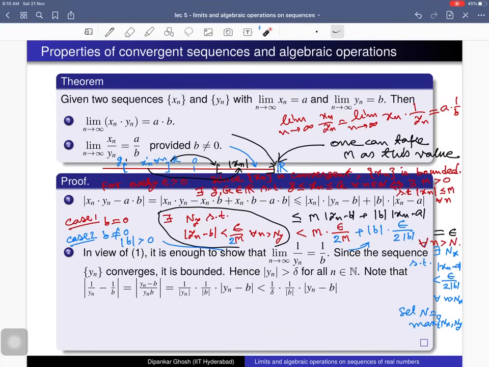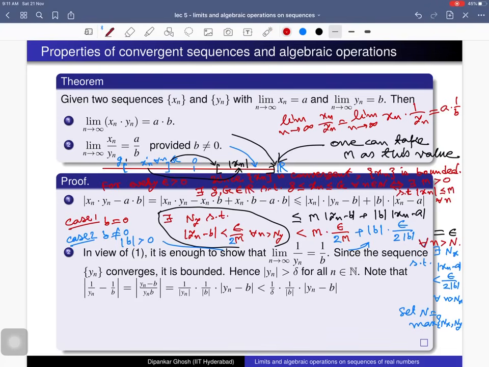Okay, so let's prove this one then. And to prove this one, again we should verify the epsilon-n condition. Some facts: since the sequence yn converges, it is bounded, and in that case you can also find a positive real number delta such that this absolute value is greater than delta.